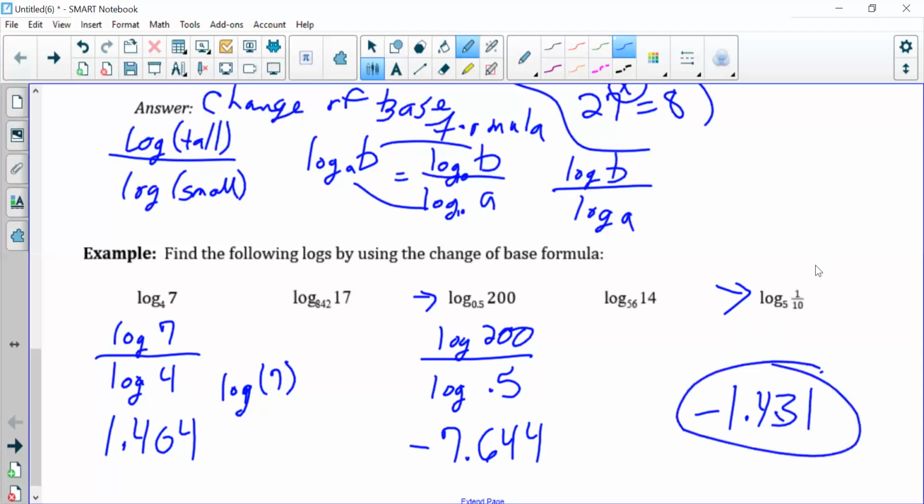All right, let me write this because I didn't write this one down. Log of 1/10. You make sure you put that in parentheses when it's in your calculator over the log of 5. All right, and once again, I'm doing this on a Casio calculator. The TIs, if you're using one, may be slightly different.